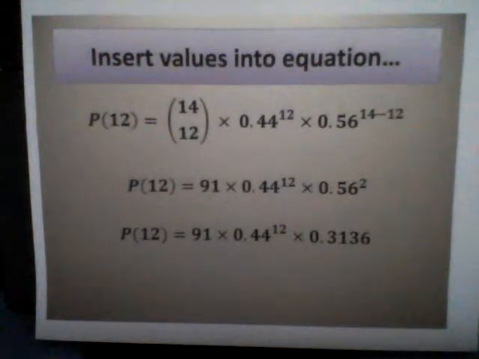Going forward, I next insert all the value data that I collected into the equation, and it reads P12 equals 14 choose 12 times 0.44 to the 12th power times 0.56 to the power of 14 minus 12. And that boils down to P12 equals 91 times 0.44 to the 12th power times 0.56 to the power of 2, because 14 minus 12 is 2. The following line, P12 equals 91 times 0.44 to the 12th power times 0.3136.